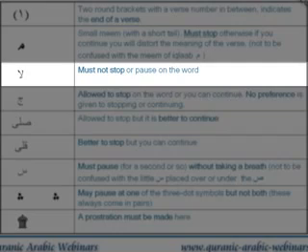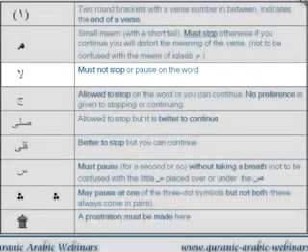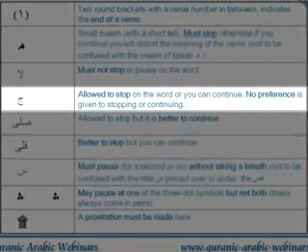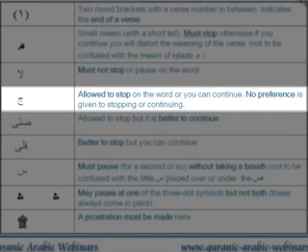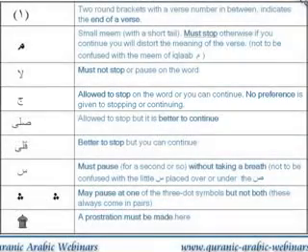The lam alif means you must not stop, i.e. you must carry on, you must not stop on that word. Then you have a small jim, which is allowed to stop on the word, or you can continue. No preference is given to stopping or continuing. You could call this a 50-50 rule. Whether you carry on or whether you stop, it's immaterial.